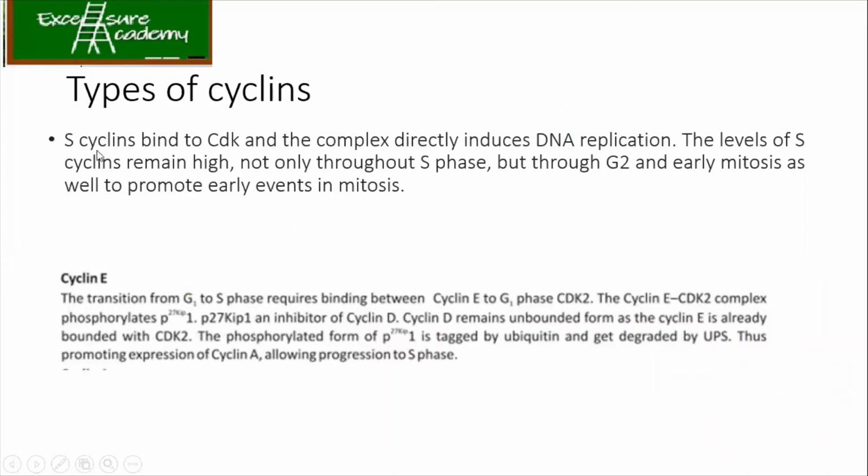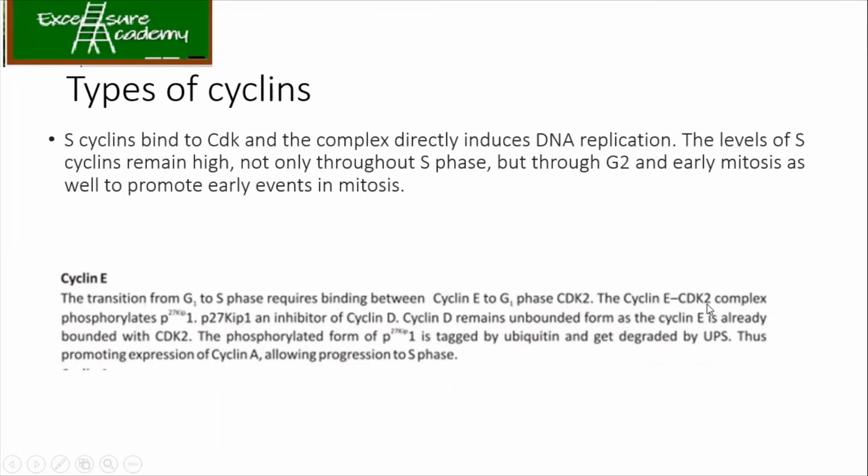So we know about the S cyclins then. They bind to the CDK and form a complex which helps in the DNA replication. The level of S cyclins remains high, not only throughout the S phase, but through the G2 and early mitosis as well to promote the early events in the mitosis. Now coming to the cyclin E. The transition from G1 to S phase requires binding between cyclin E and CDK2.